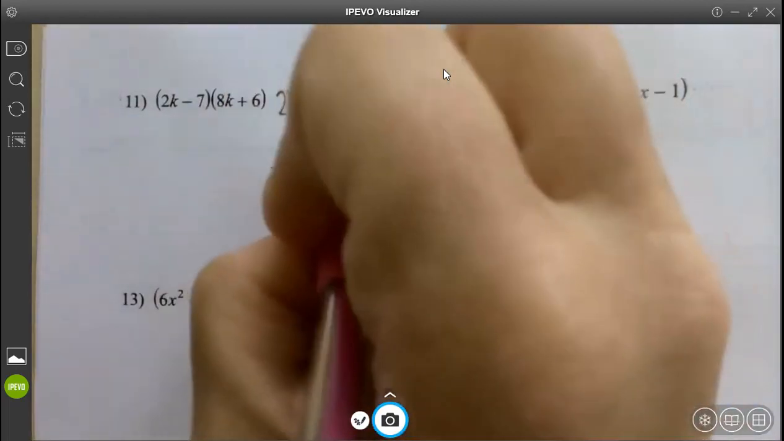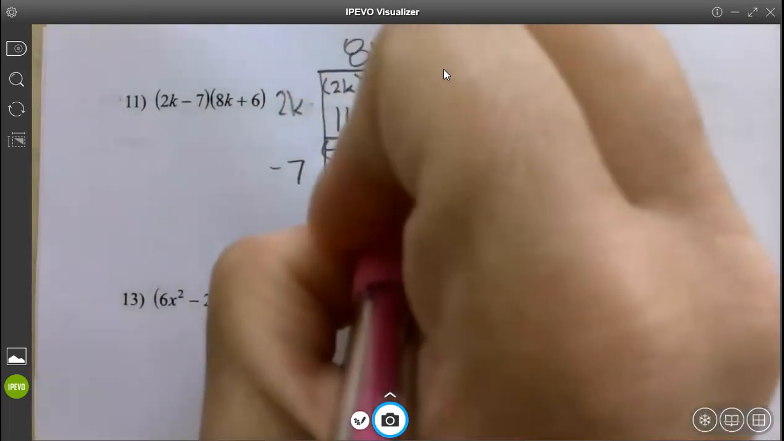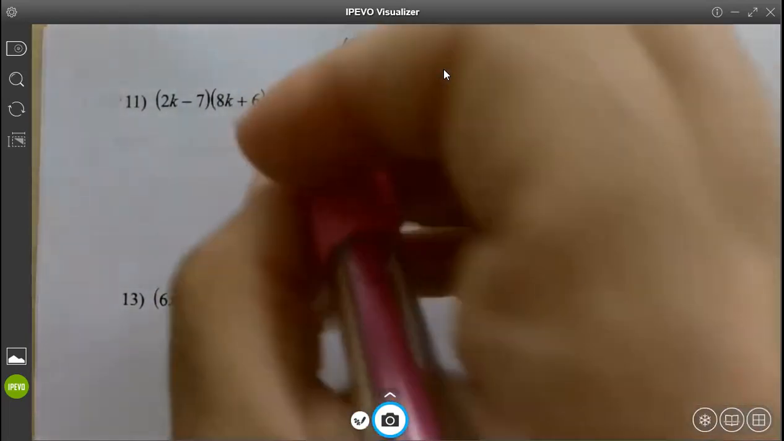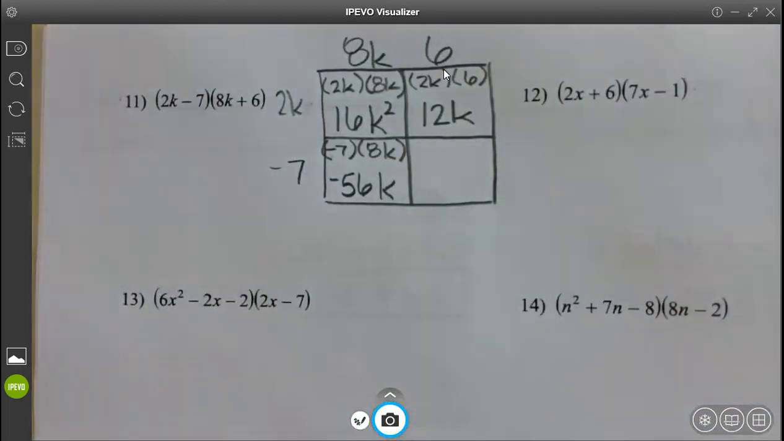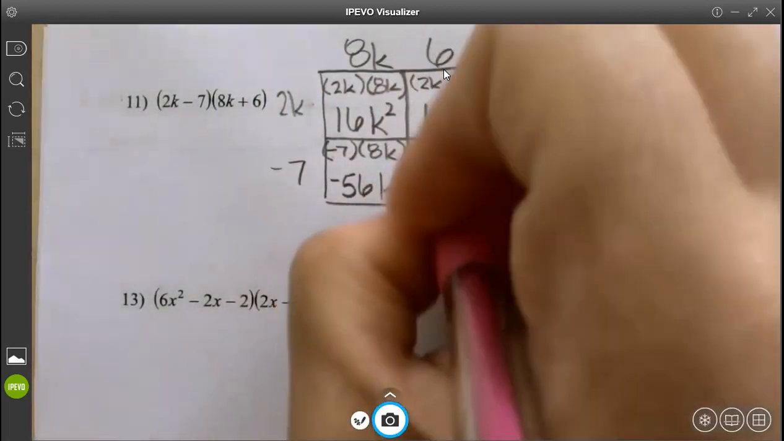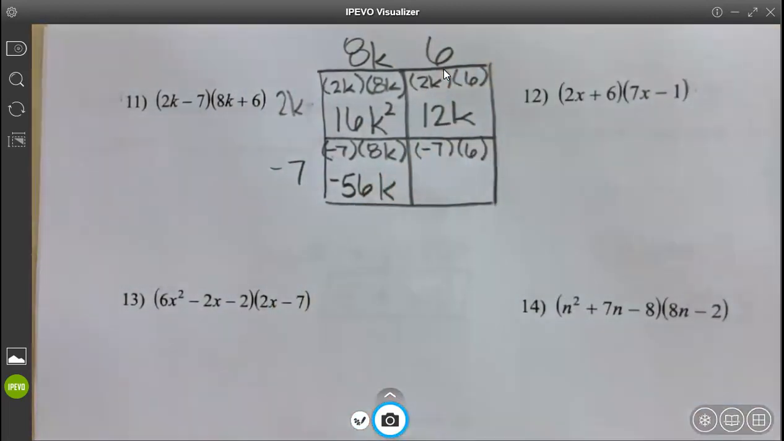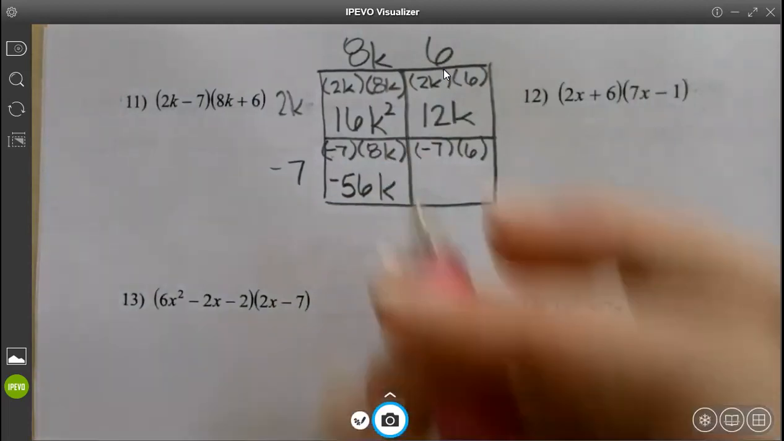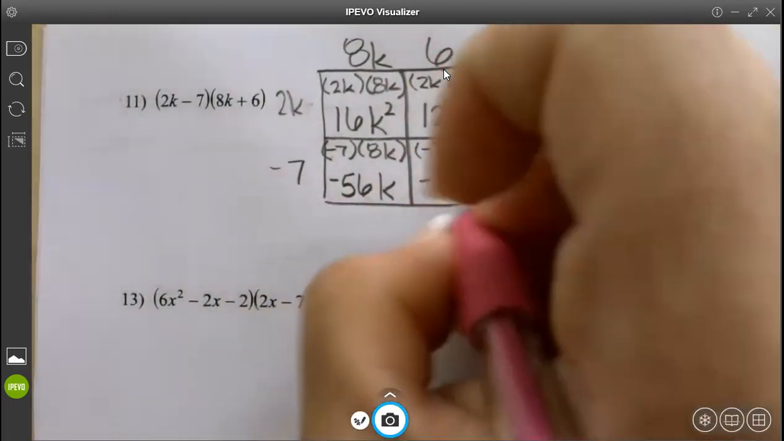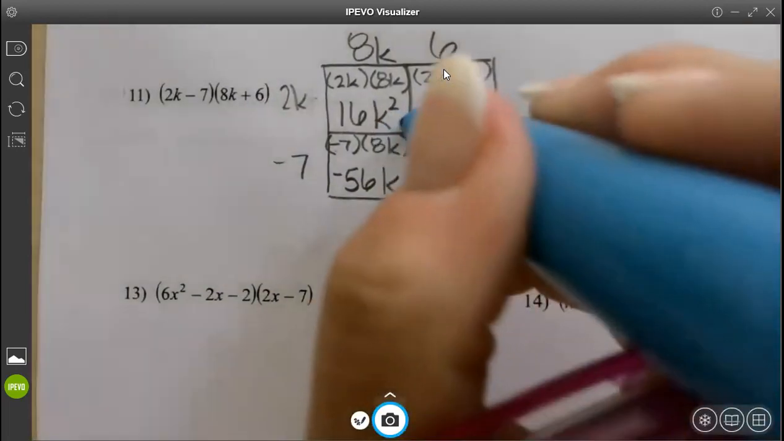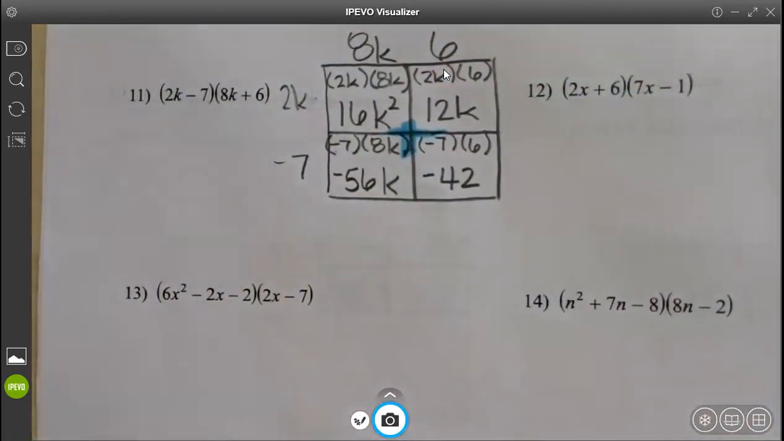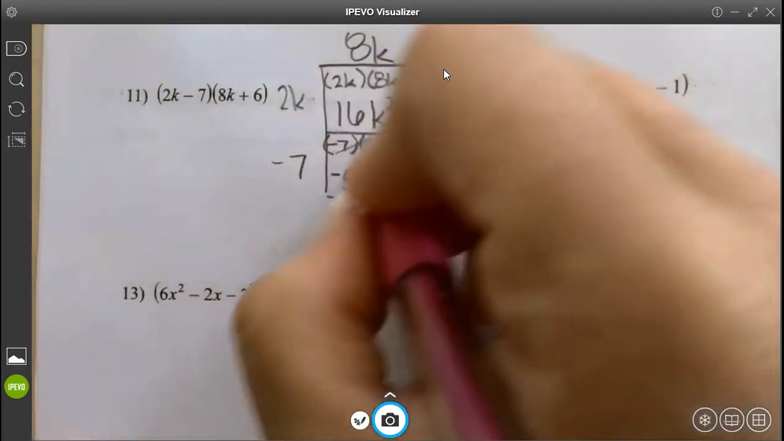In the next one, you have negative 7 and 8k. Negative 7 times 8 is negative 56, and there's only 1k in that box. And then in the last box, negative 7 and 6. Multiply those, and you get negative 42. Remember to add your diagonals.